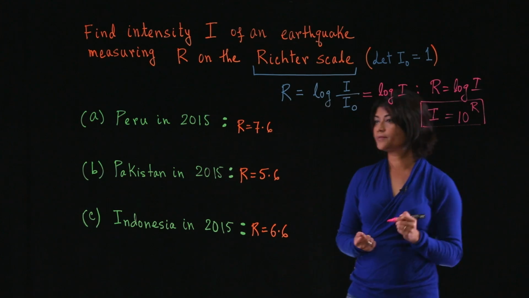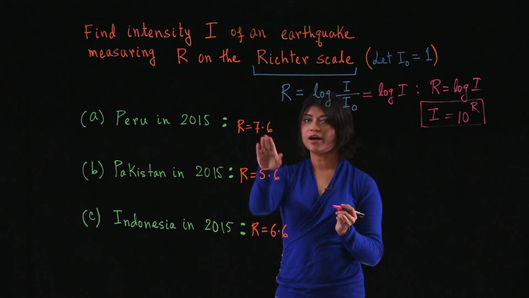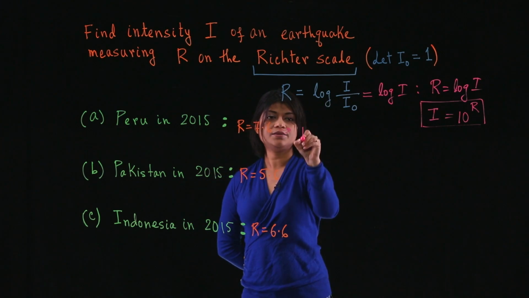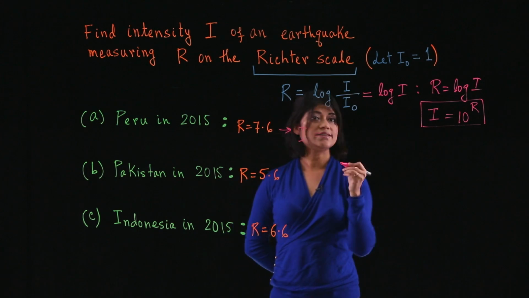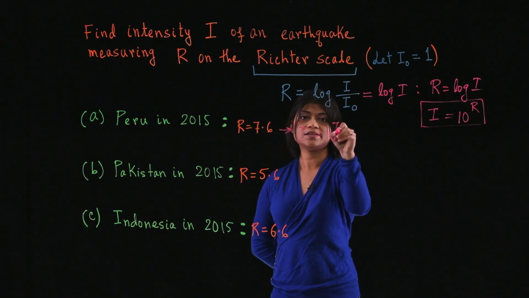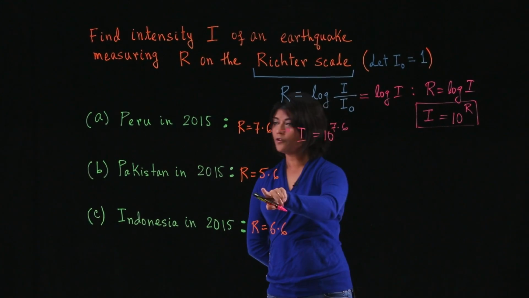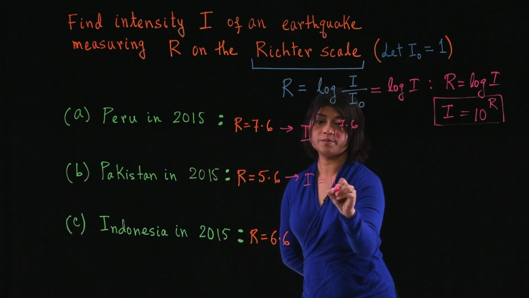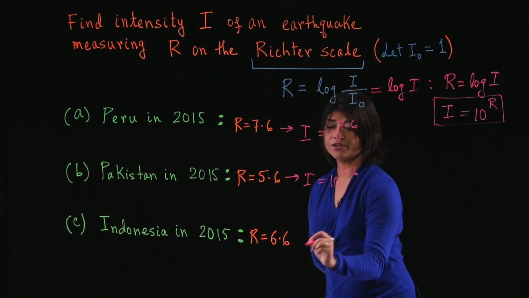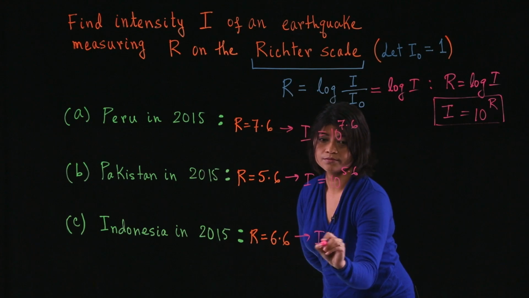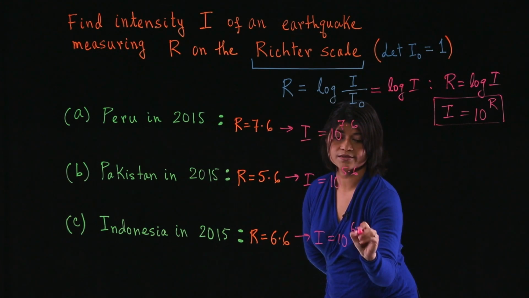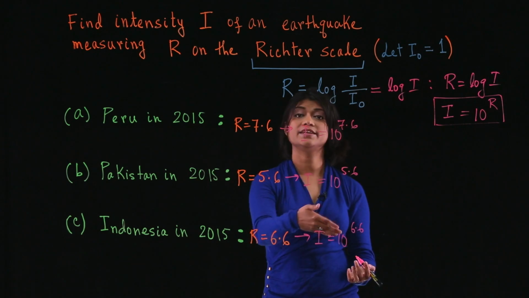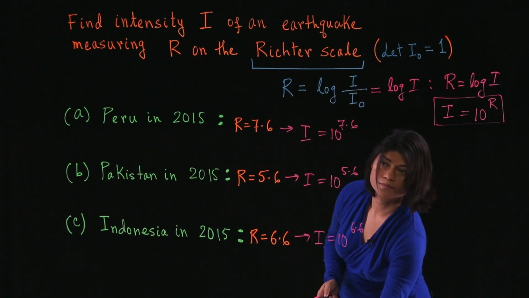Let's use that. For the first one, when R is 7.6, what is the intensity? I is equal to 10 to the power 7.6. For Pakistan, when R is 5.6, I is 10 to the power 5.6. And for Indonesia, since R is 6.6, I will be 10 to the power 6.6. Those are the intensities. If you want, you can plug that in the calculator and figure out the values.